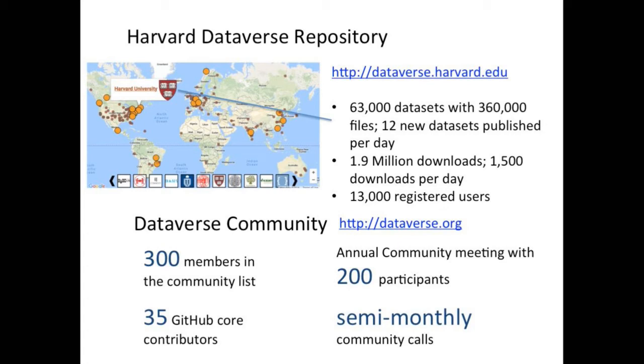There is a continuous increase of data publications day by day, an average of 12 new data sets published in the Harvard Dataverse. There are about 2 million downloads of those data sets, and 13,000 registered users. And we're building, again, an open source community, and that community is becoming larger. In the last 2 years, we've had an annual Dataverse community meeting in Boston, and it's brought about 200 participants and contributors to the project.